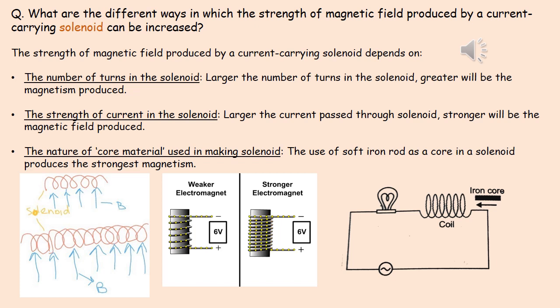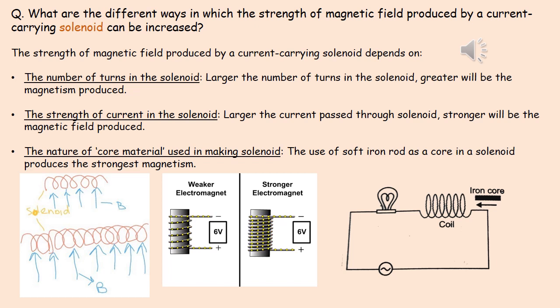What are the different ways in which the strength of a magnetic field produced by a current carrying solenoid can be increased? The strength of the magnetic field produced by a current carrying solenoid depends on the number of turns in the solenoid. The more the number of turns, the greater will be the magnetism produced. Second is the strength of the current in the solenoid. The larger the current passed through the solenoid, the more will be the strength of the magnetic field.